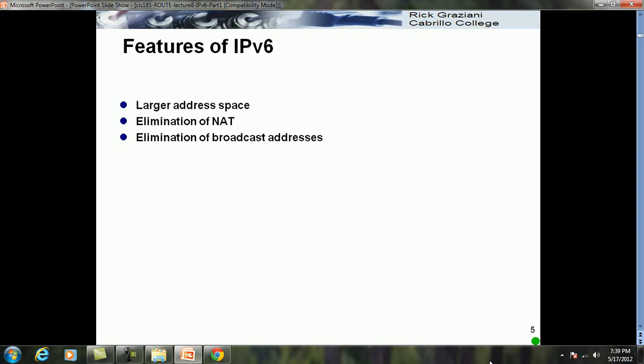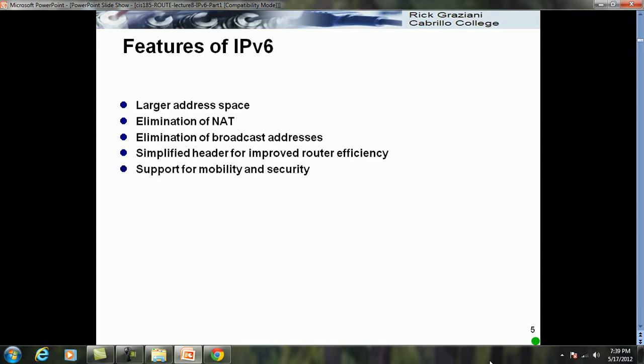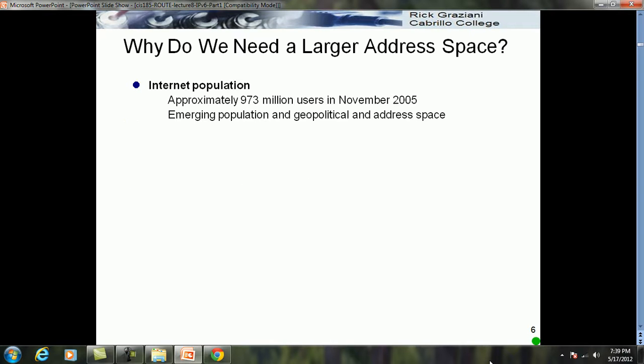No broadcast in IPv6. No broadcast, only multicast and unicast. Simplified header for routers, improved router efficiency compared to the IPv4 header. Support for mobility and security. Transition richness. We'll see all this stuff.